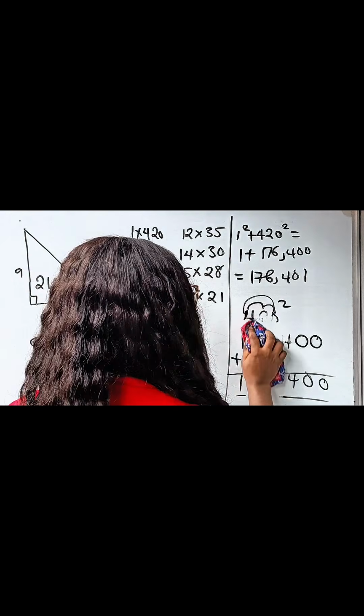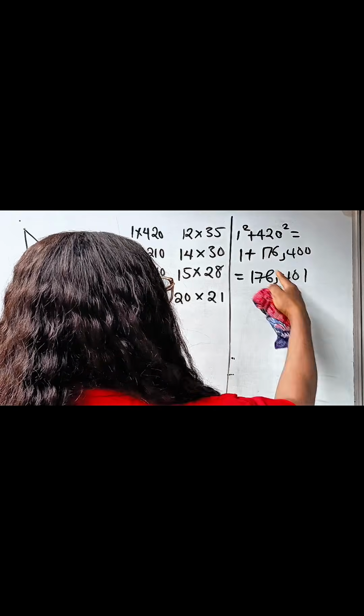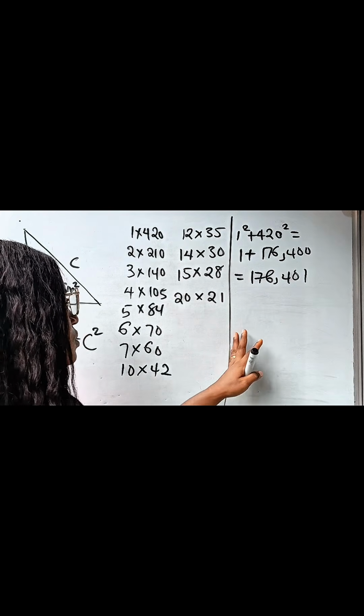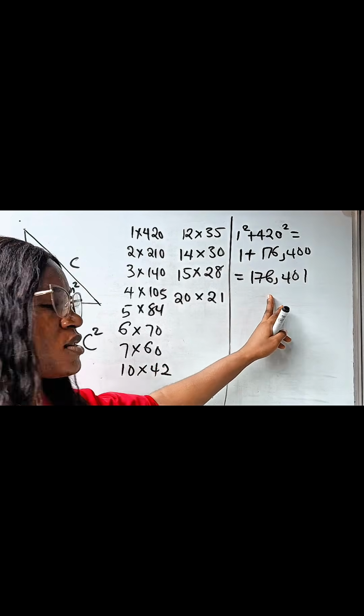Now 420 squared is what? 176,400, and when we add them together, we get this. Now this is not a perfect square.